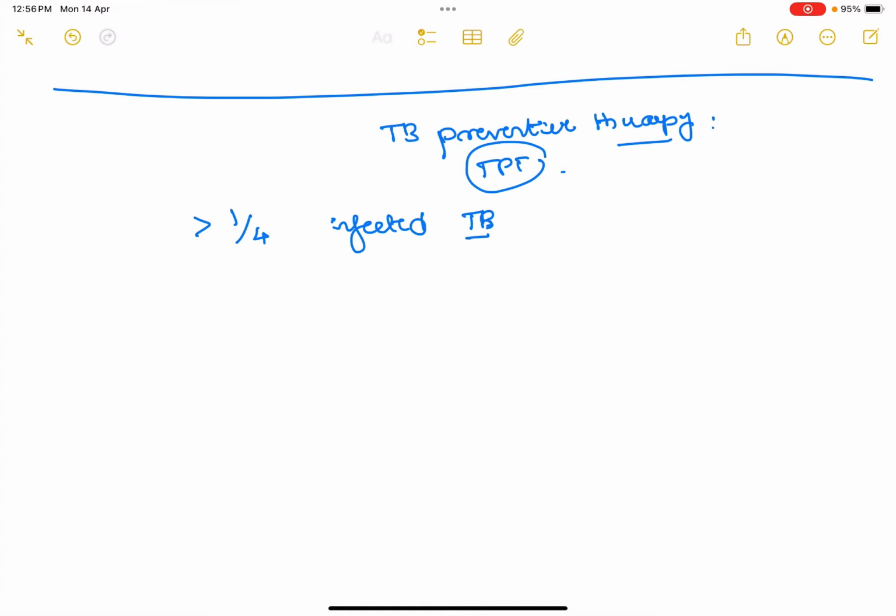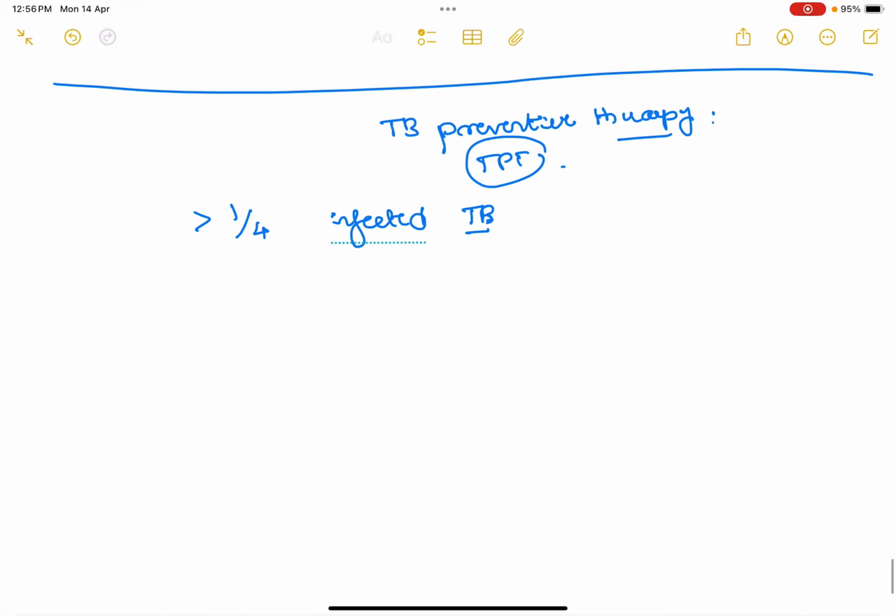So see, there are two terms. One is infection with tuberculosis bacteria, and the other is tuberculosis disease. Infection and disease are different. Not all infected patients will have tuberculosis disease. Many patients may be infected with TB bacteria, but not all of them will go on to have tuberculosis disease. We don't know who exactly will.